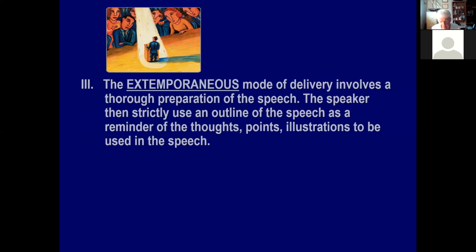The third mode of delivery is the extemporaneous mode of delivery. This involves thorough preparation of the speech. You, the speaker, then strictly use an outline of the speech as a reminder of the thoughts, the points, the illustrations to be used in the speech. This is very different. You see, you don't go up with a whole lot of notes. In a little way, it's partially memorized, but really, it's not memorized word for word.